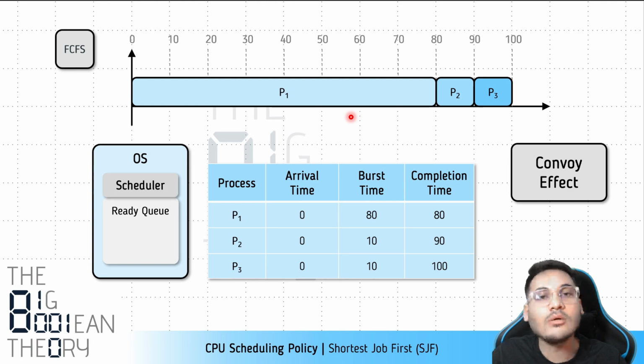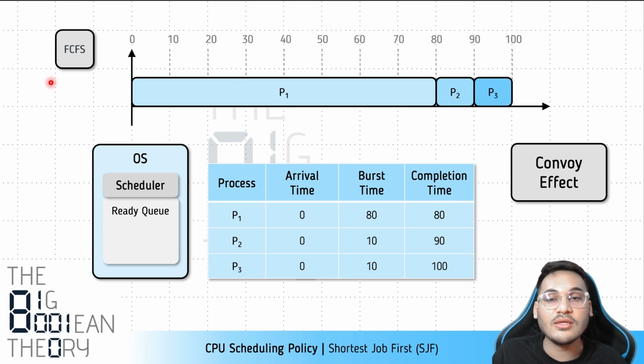And if you're talking about batch systems, the whole goal of a batch system is to minimize the average turnaround time of the jobs, minimize the waiting time of the jobs, and have a higher throughput. But this kind of scheduling does not support that. So this is a problem that we want to solve. This is a problem that is associated with first come first serve.